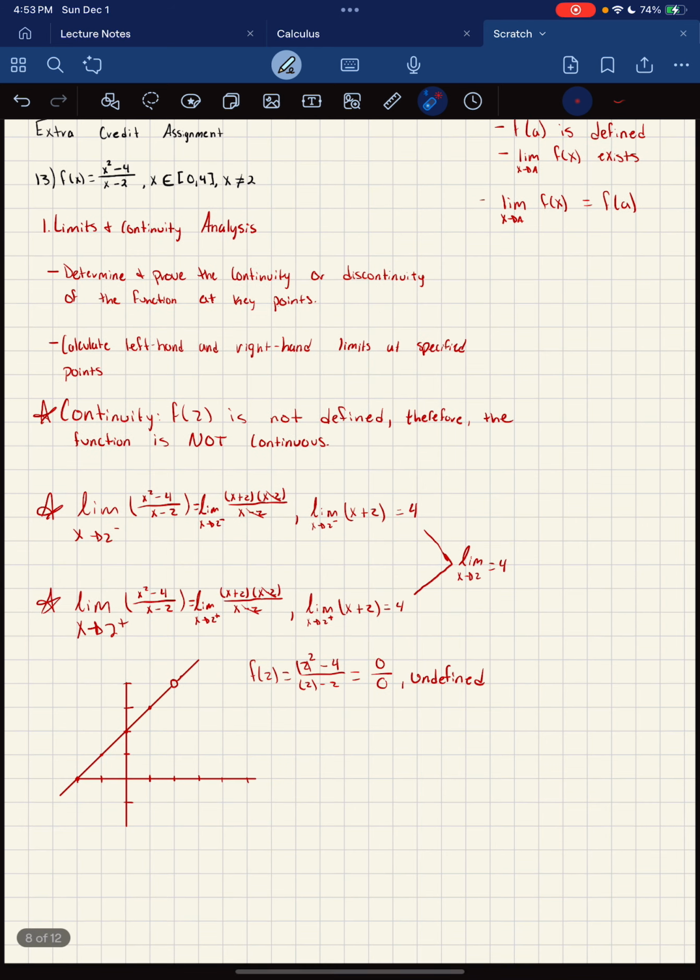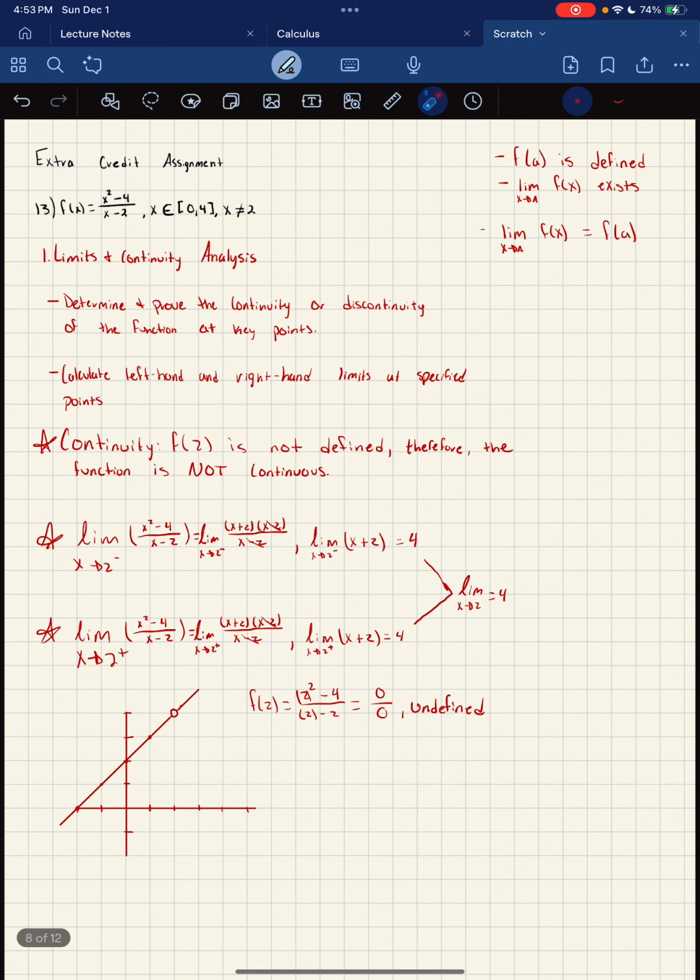Okay, so on the first step, we had to find the limits and continuity analysis, right? So I had to determine and prove the continuity or discontinuity of the function at key points and calculate left-hand and right-hand limit at specified points.